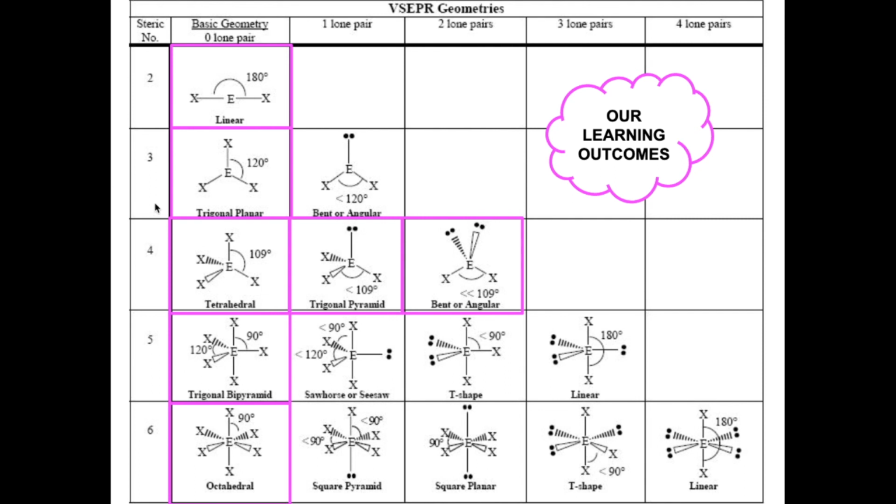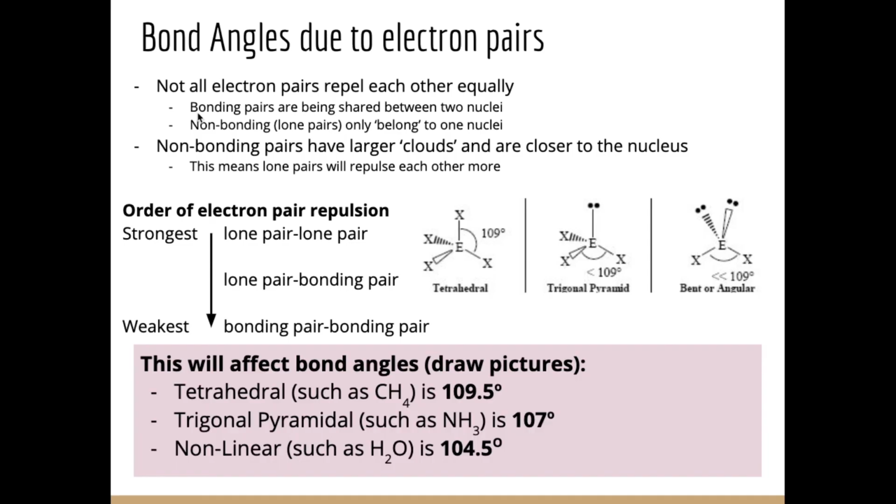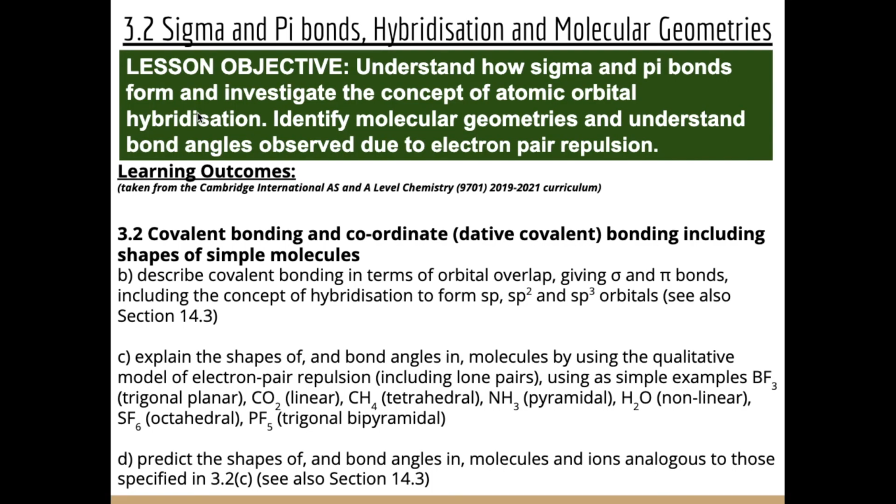So we have our electron deficient to make the trigonal planar, and our hypervalent compounds expanding the octet to make trigonal bipyramidal and octahedral. Then we have our tetrahedral, trigonal pyramidal, and our nonlinear, where they've got slightly different bond angles based on the order of electron-pair repulsion. And we have our simple linear. And I believe that concludes today's lesson.